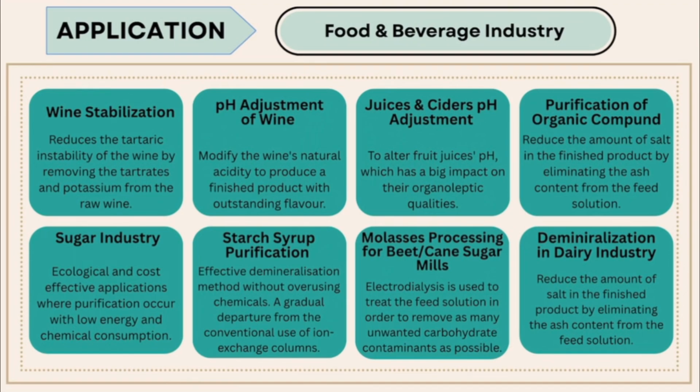There is also molasses processing for the beet and cane sugar mills, where we treat the feed solution in order to remove as many unwanted carbohydrate contaminants as possible. And lastly, in the dairy industry, it is demineralization, where we reduce the amount of salt in the finished product by eliminating the ash content from the feed solution. So this is the application of electrodialysis in the food and beverage industry.